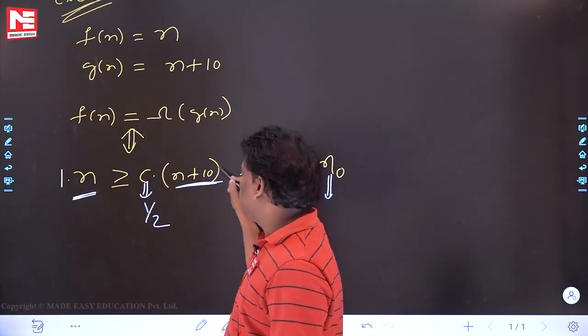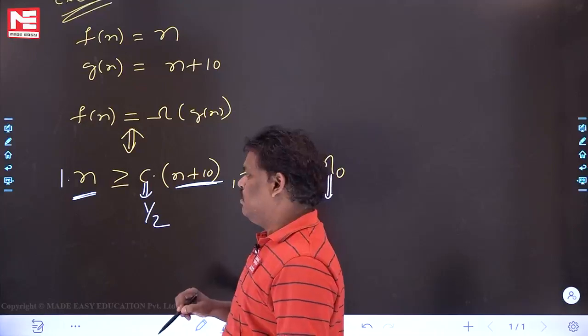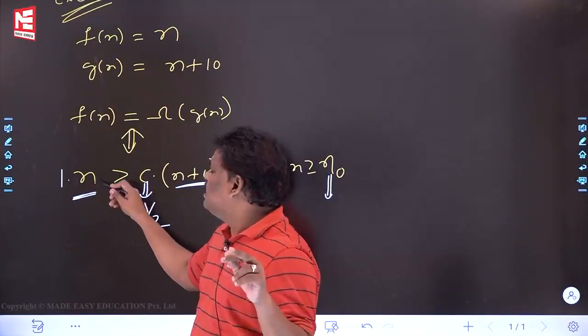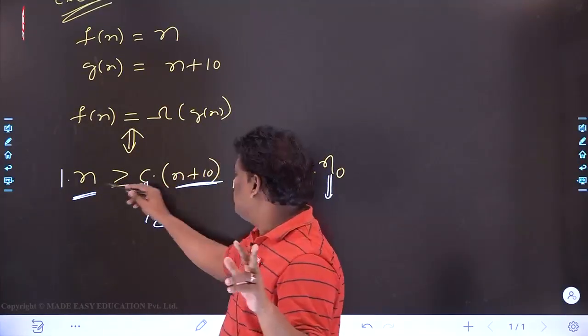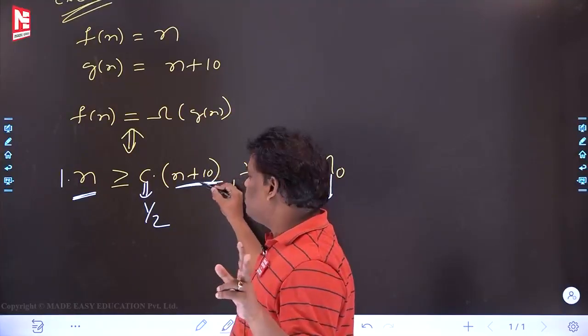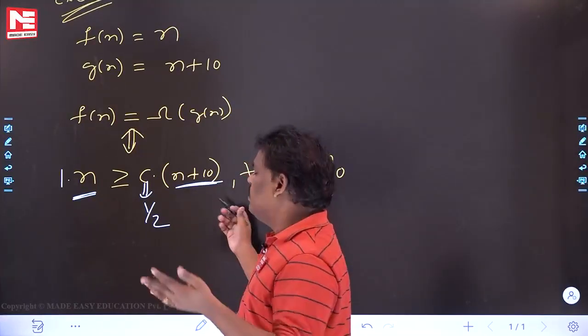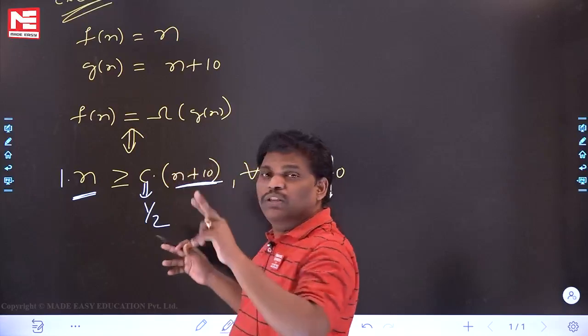For 2, it is going to be 12, 12 by 2 is 6. Let's try here something like 5. n is 5, it becomes 15, 15 by 2 is 7.5. Then also fail. The difference is very small, but it fails.